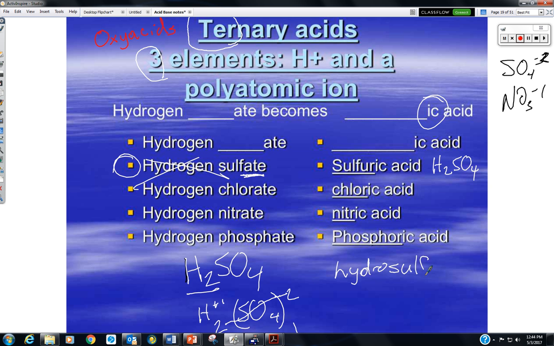hydrosulfuric acid, how is this different?